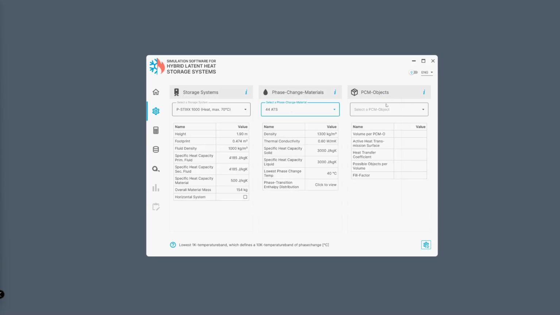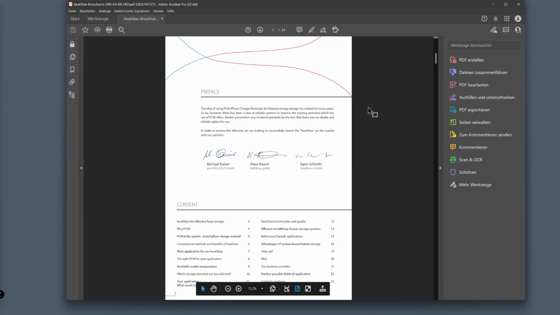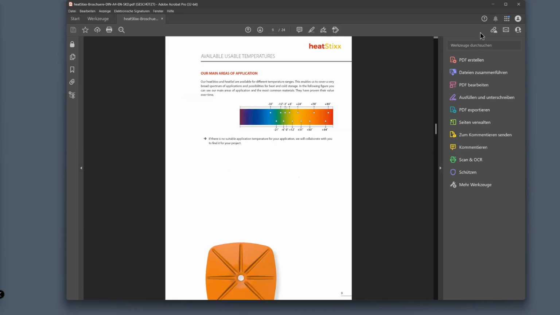Now we choose the objects which should fill our storage system and hold the ATS44. In this experiment, I choose heat cell disks, 180 mm diameter. Here the information button shows you the direct information of the producer for heat sticks and heat cell, containing all important data for these kinds of objects.